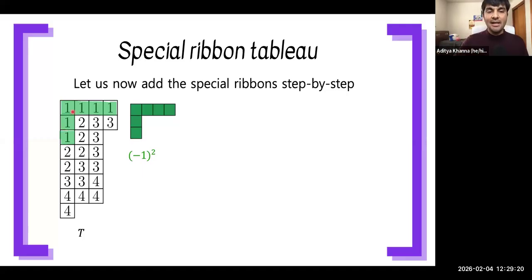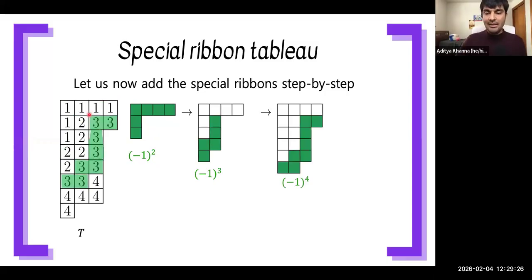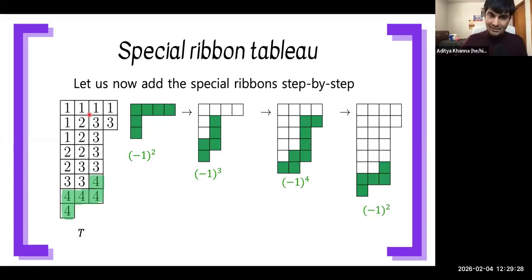So in the first step, I'll add this particular special ribbon. Then I'll add this special ribbon. And then I'll add this special ribbon. Then I'll add this special ribbon according to my special ribbon tableau, keeping account of signs at every step. Now, if I look at the sign of the whole thing, that is actually a product of the signs I just got. If you multiply them, you get negative 1.